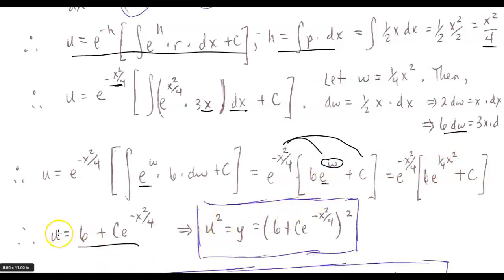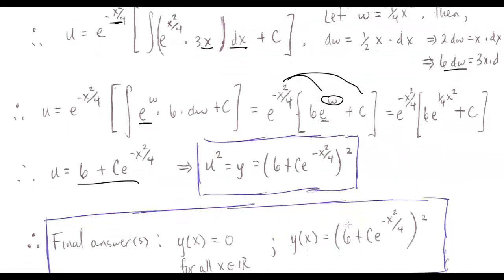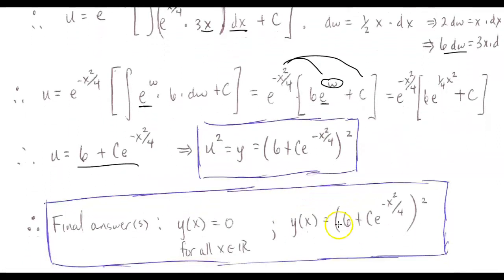And then because u squared is equal to y, and we found u, y is just going to be that squared. So we just take all that and square it. And our final answer is just what y of x is that we found here, as well as our constant solution of y equals 0.